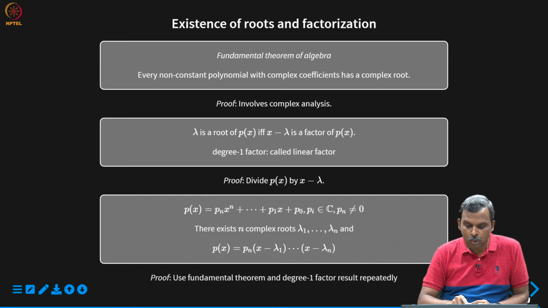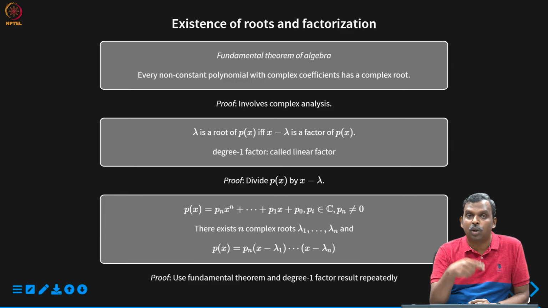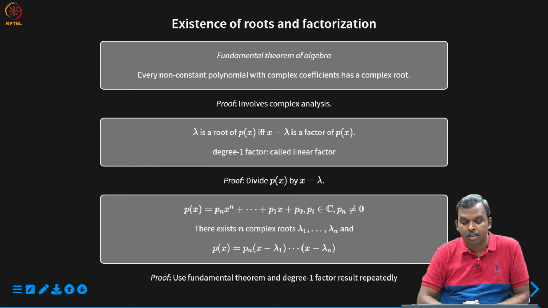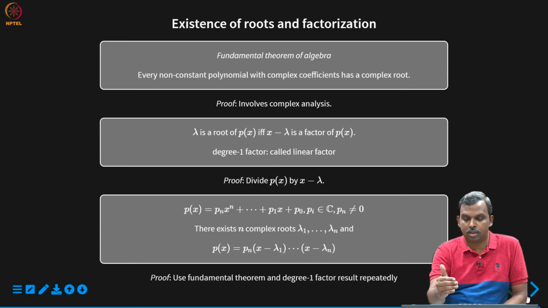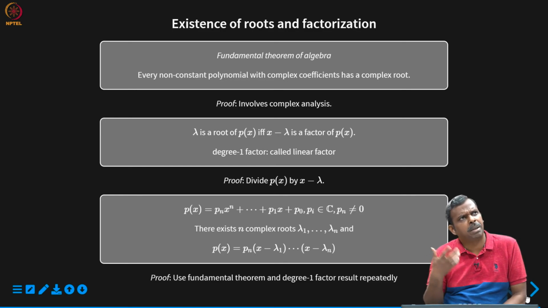So when you have n complex roots like that, you can also factor over and over again, and you can write p of x as pn times x minus lambda 1 times so on till x minus lambda n. These two will be equal. Any p of x of degree n can be factored into linear terms of this type, and this is always true for complex coefficients. Notice how this argument worked. It's very important. You can use the fundamental theorem and the degree 1 factor result repeatedly. What do I mean by repeatedly?